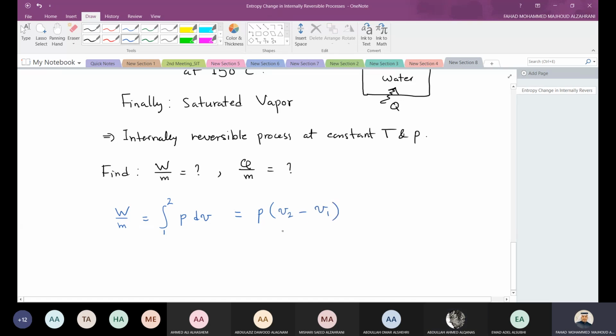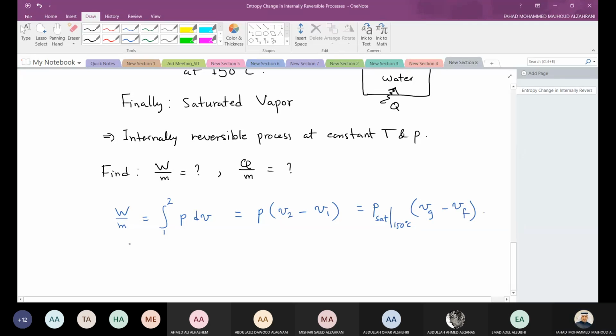So what do I need here? I need the specific volume at the first state and the specific volume at the final state. And how can you find this? Which is vg minus vf. Exactly. So P is going to be the saturation pressure at 150 degrees Celsius, right? Where v2 is the g state and v1 is the f state. This is simply the work.